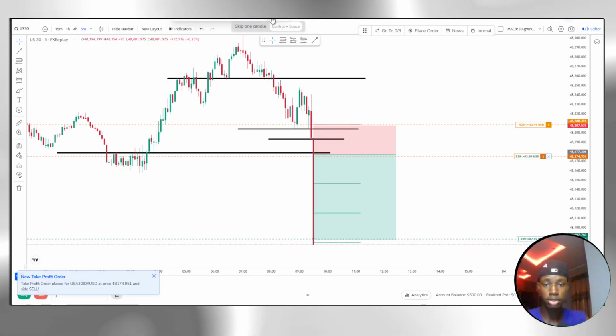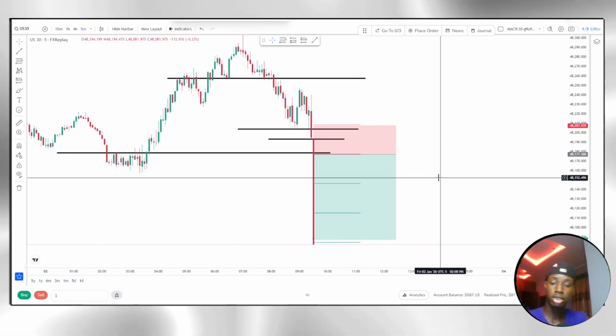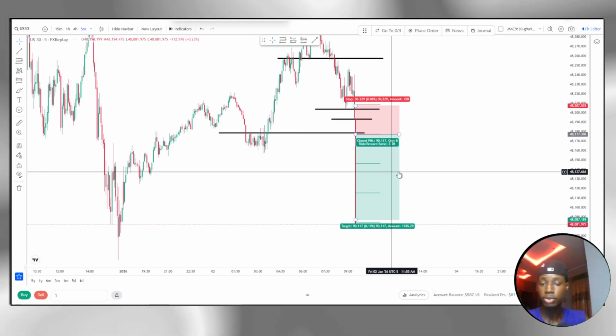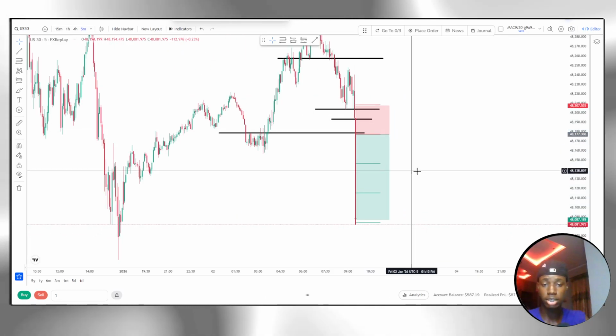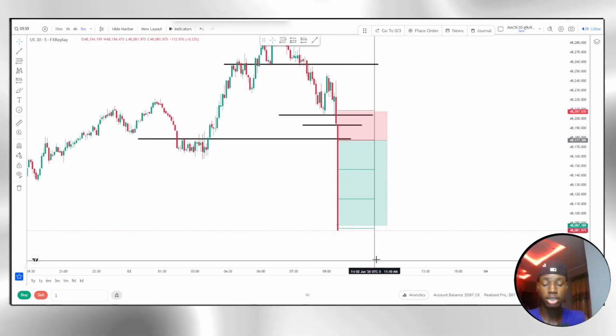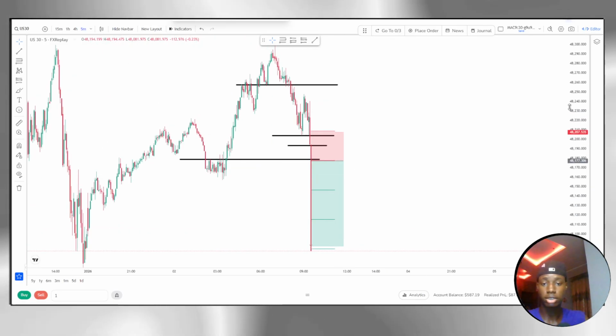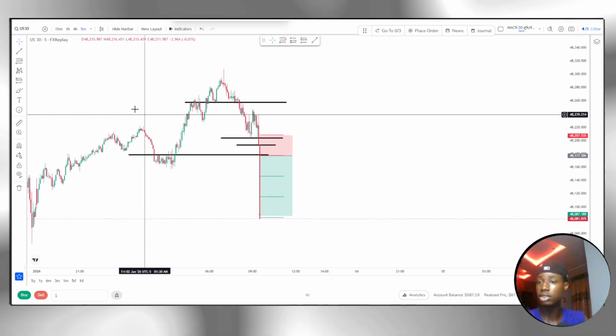Let's see what happens. TP hit, literally the trade right there. So that's the first trade. As you can see, price breaks, we had a retracement, and then TP hit right there. So that's the first trade of January.